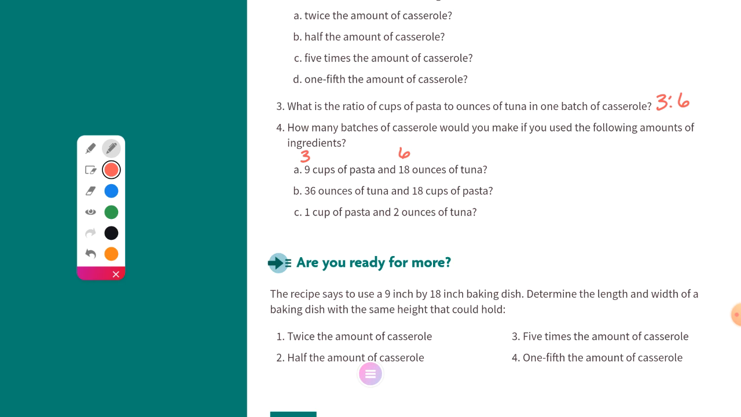Jake, how do I get from 3 to 9? 3 plus 3. Using multiplication or division? 3 times 3. So times 3. So 3 times 3 is 9. Is 6 times 3 18? So how many batches could I make with those ingredients? 3.